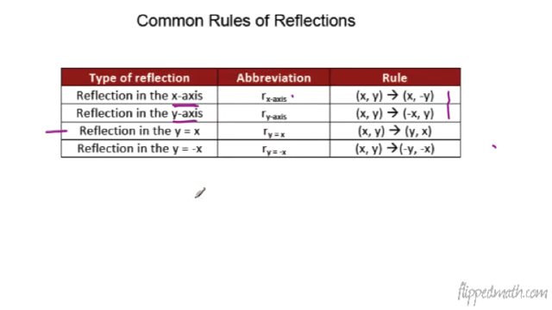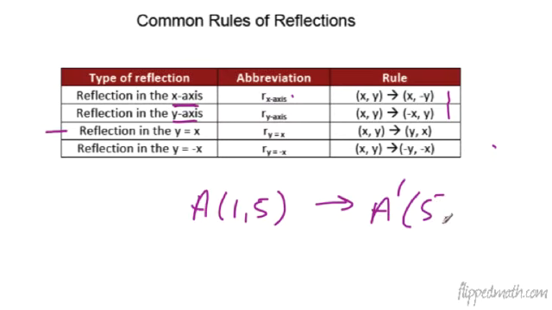Let's do an example. If you have a point A, which is at (1, 5), and you wanted to reflect it in the line y equals x, where's A prime? Well, it would be at (5, 1). All right, we're going to see in a minute what that looks like.